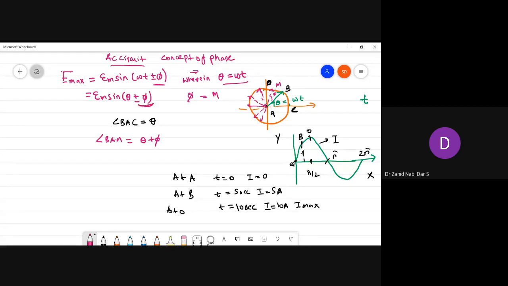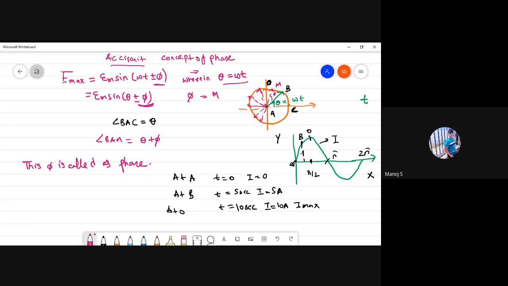So this phi over here is getting varied. This phi is called as phase. Any doubts you are having, please raise your hands, and anything you want to ask me, you can clearly ask. Are you getting my point? This is called as phase.